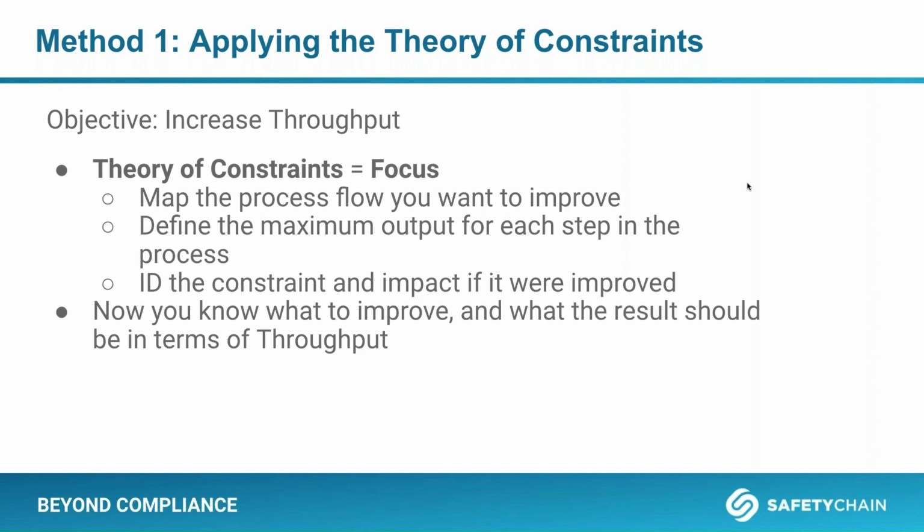And in this specific scenario that I'm talking to, the objective is to increase our throughput. How do we get more product out the back end? How do we get more out at the end of the day with what we've got? Or what changes can we make to get more out?